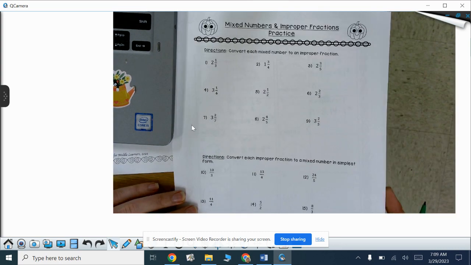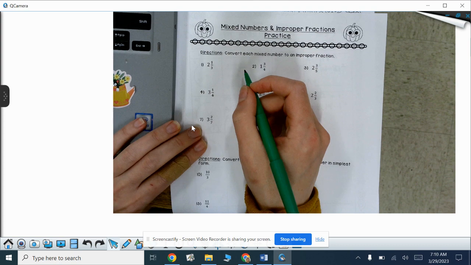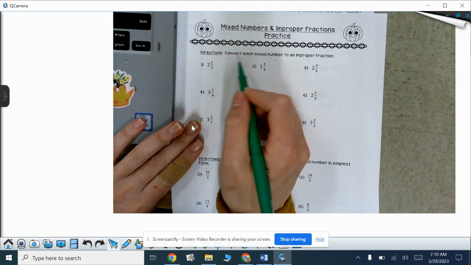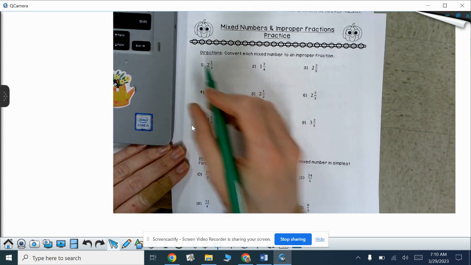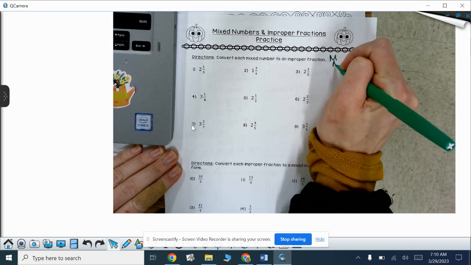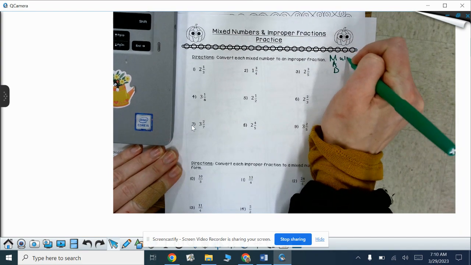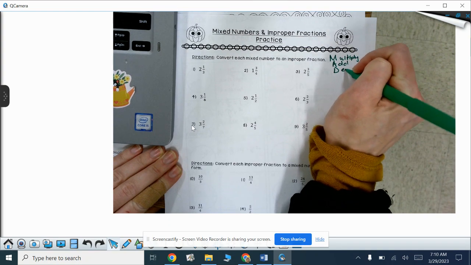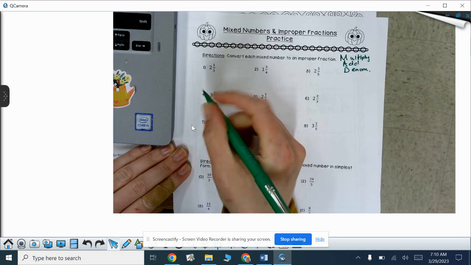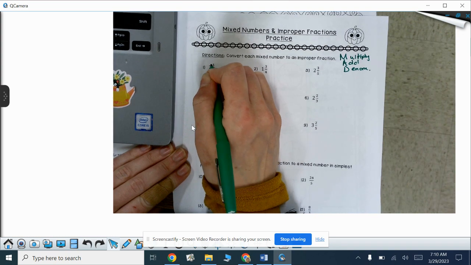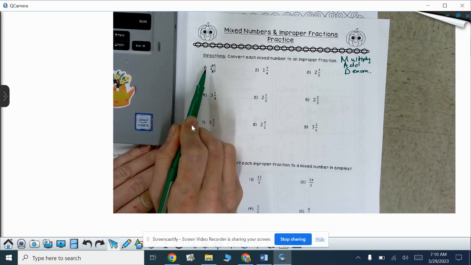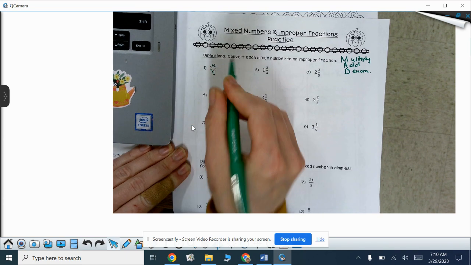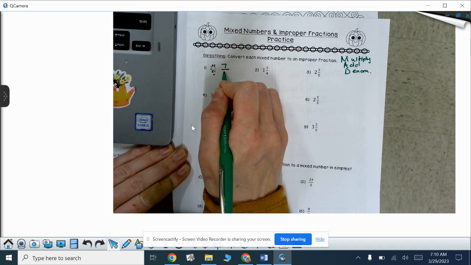I'm going to do a couple practice problems with mixed and improper. So remember, to convert each mixed number to an improper fraction, I make it MAD. I'm going to multiply, add, and I keep my denominator. So 2 times 3 plus 1. 2 times 3 is 6. 6 plus 1 is 7 over 3.